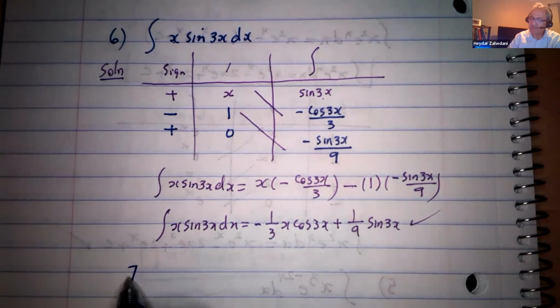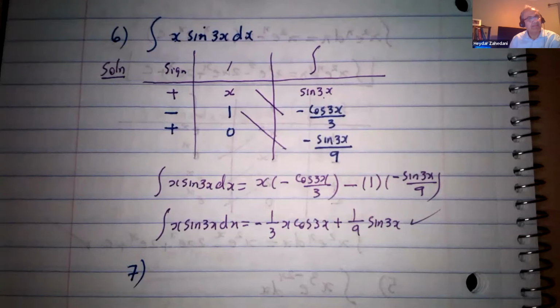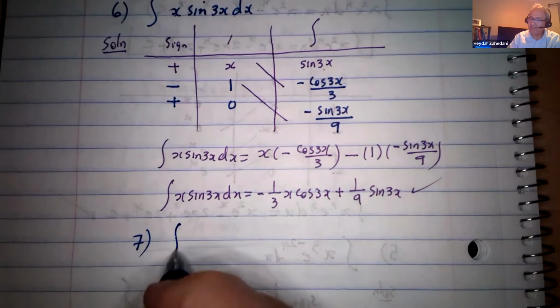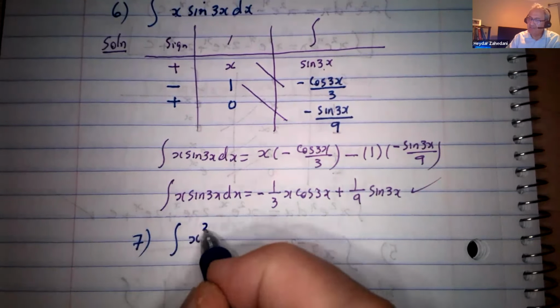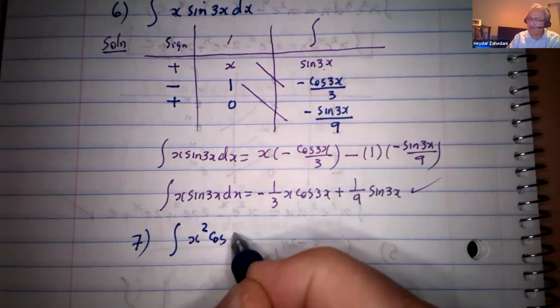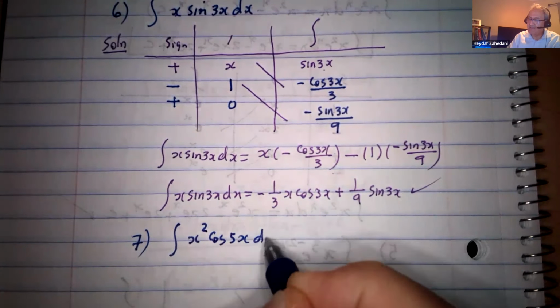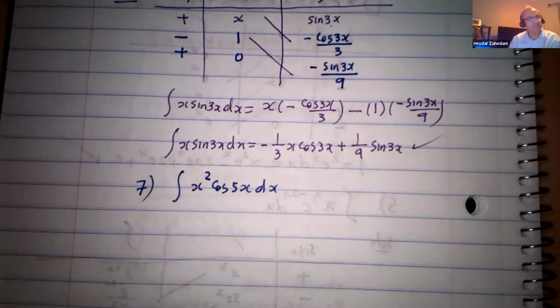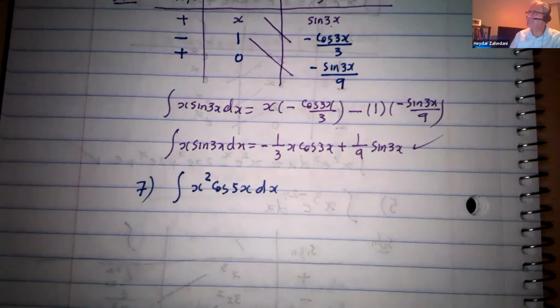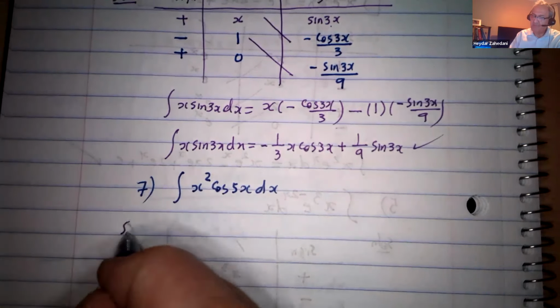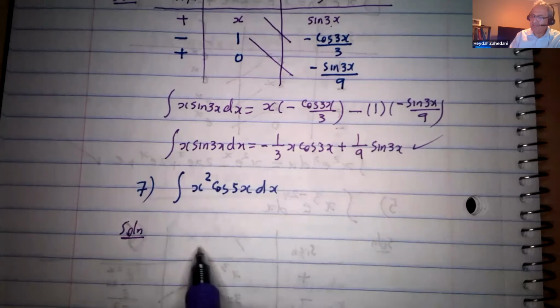So number 7. Okay, let's have another power, any power you like, it would be fine. Let's have x squared, because I want to finish it quickly. We can have x cubed, to the 4th, to the 5th. So how about x squared cosine of, let's say, 5x dx? Again, since it's the powers of the x, we try the tabulated method. Solution. Get the table.